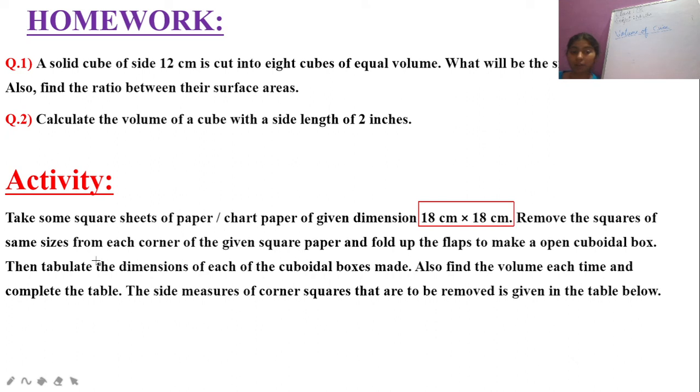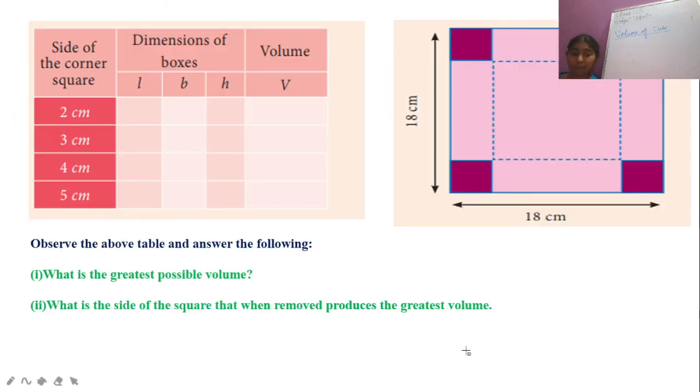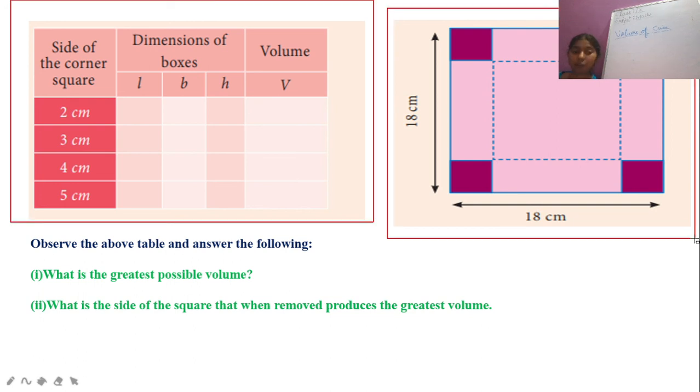Thereafter you have to remove equal size squares from the corners, fold and flip to open a cuboidal box, tabulate the dimensions for them, find out the volume, and complete the table which is in front of you on the left hand side. And this is the diagram we are talking about for the construction where we make the experiment. So students, at last you have to share the observation about the table and answer the following two questions which I have given you, okay students.